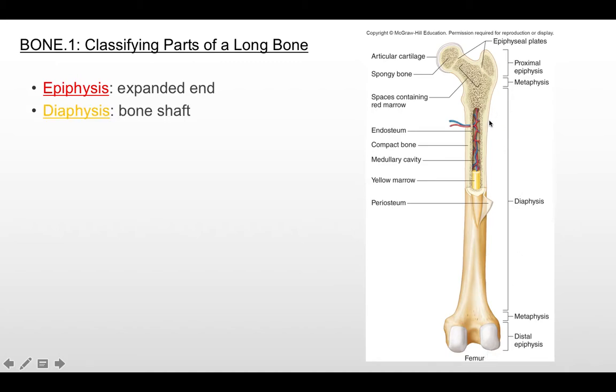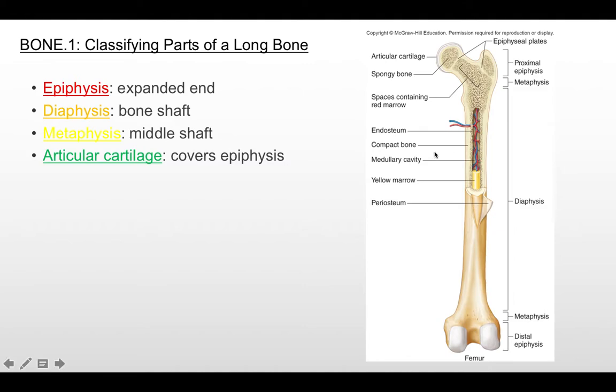In the middle, the bone shaft is referred to as the diaphysis. You only have one because it's just the middle. It's in between those two epiphyses. And then there's a transition region. If you're not quite in that skinny diaphysis, but you're also not in that very formed epiphysis, we call that region of crossover the metaphysis.